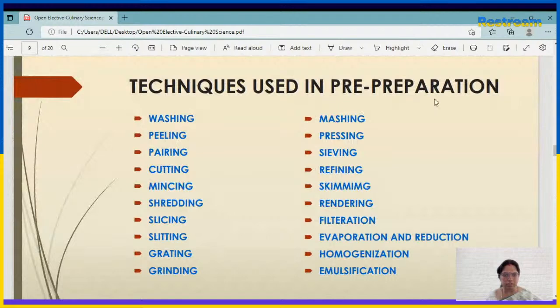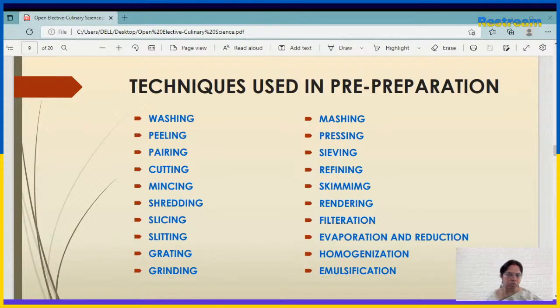So what are the techniques used in pre-preparation? The first thing is washing, that is to remove dirt. The second thing is peeling, scraping the skins of vegetables and fruits. Paring, removing the surface in a circular motion by the edge of a knife or any cutting object.